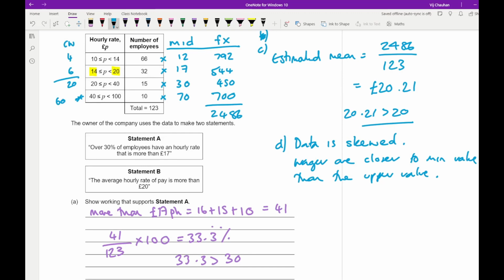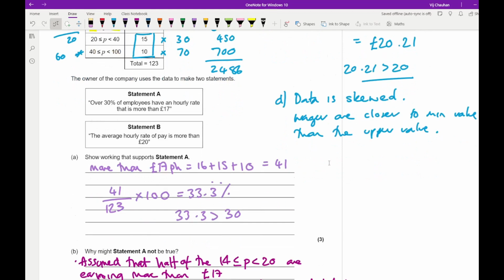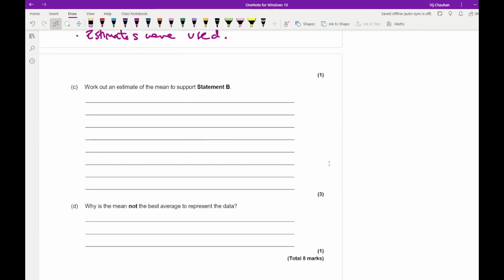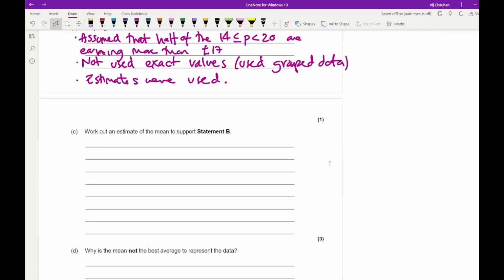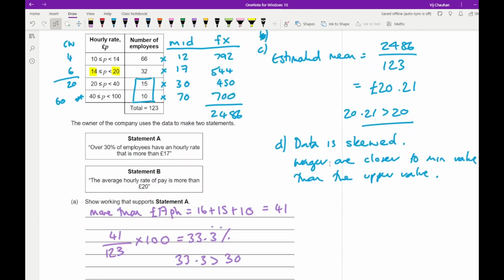You could say that less than half were earning more than 20. Here you can see the number of people earning more than 20 was less, 25 out of 123. So therefore, you could say these are valid reasons as to why the mean is not the best average to use. In fact, the best average to use when your data is skewed is going to be the median.